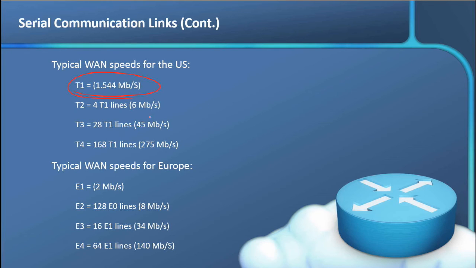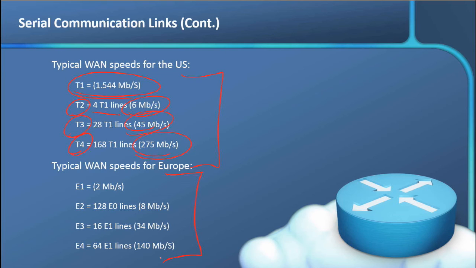When we talk to service providers, a lot of times the speeds that you'll see will be like a T1. You'll see people bundling multiple T1s, like a T2 would be 4 bundled T1 lines for 6 megabits per second. You could have a T3 to hit 45, or you could have a T4 and hit 275 megabits per second. So these are different WAN speeds that are fairly typical. A lot of them are starting to go away, but they've been around for many years.